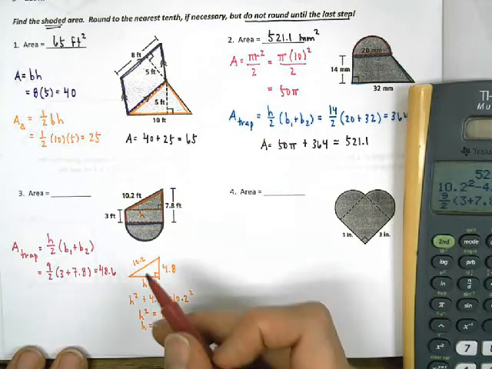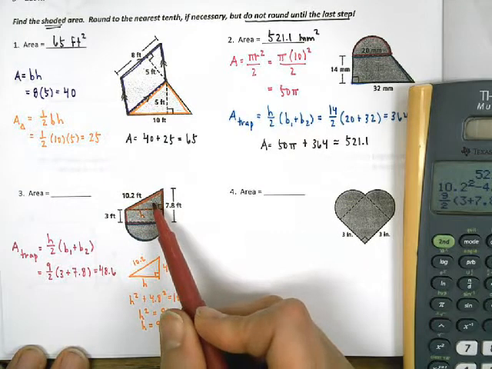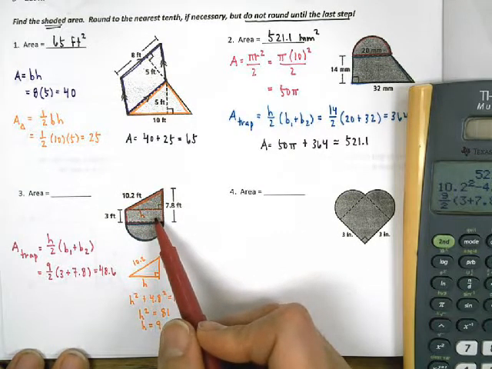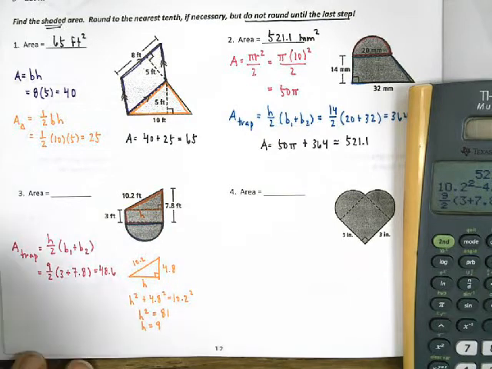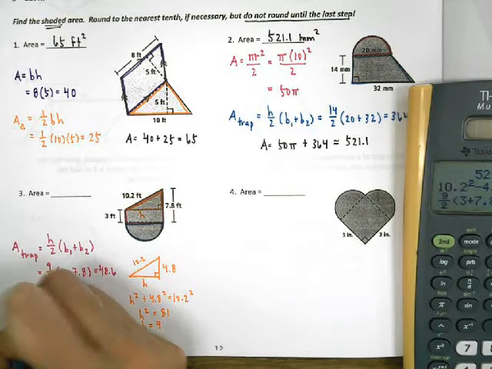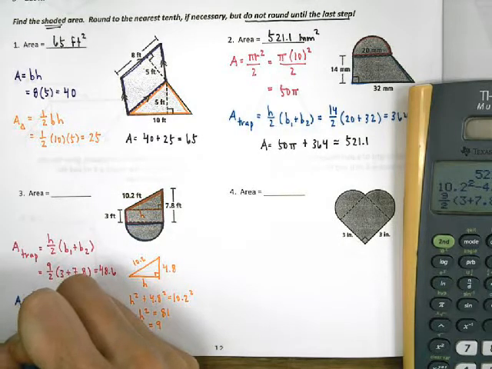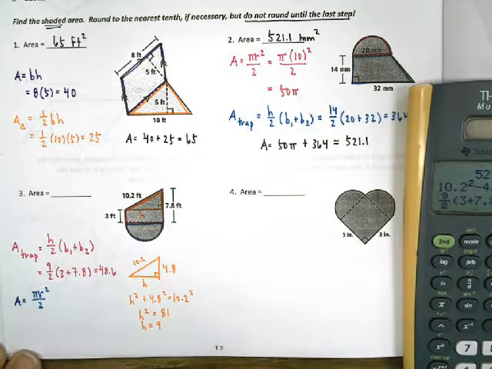Now, one thing I want to say here, it would be fine if you actually decided to do the triangle plus this rectangle. That would give you the exact same answer. So now we're going to do the area of our semicircle. Again, that semicircle is pi r squared divided by 2.